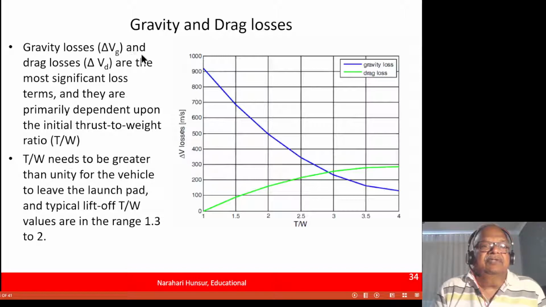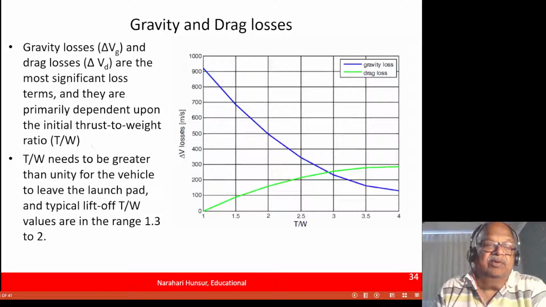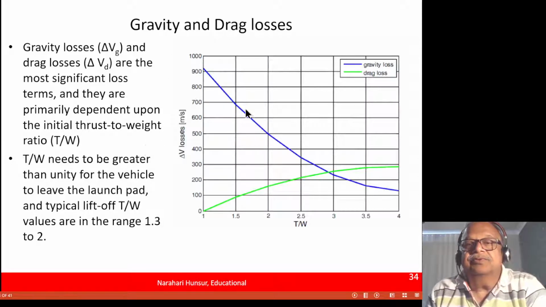Gravity losses, delta Vg, and the drag losses are the most significant loss terms. They are primarily dependent upon the initial thrust to weight. Here is where the pinch comes in. T by W, or thrust to weight ratio, has an impact on the losses with gravity and all. So if you see the blue curve, this is the delta V, or the reduced velocity, because of gravitational losses.